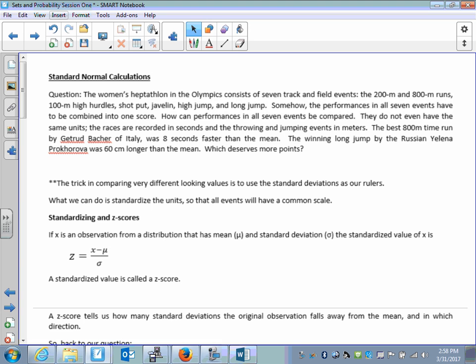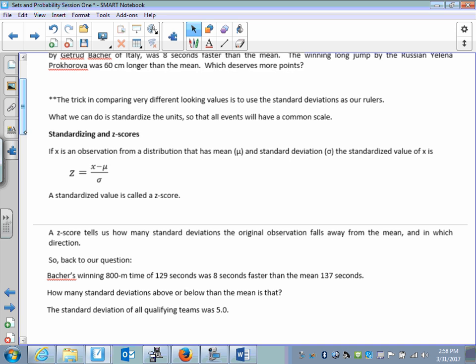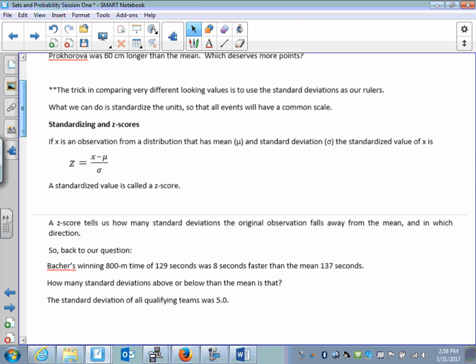The best 800-meter time run by Gertrude Bacher of Italy was 8 seconds faster than the mean. The winning long jump by the Russian Yelena Prokhorova was 60 centimeters longer than the mean. Which deserves more points? As it says here, the trick is comparing these very different looking values by using standard deviations. So let's just stop for a minute here.